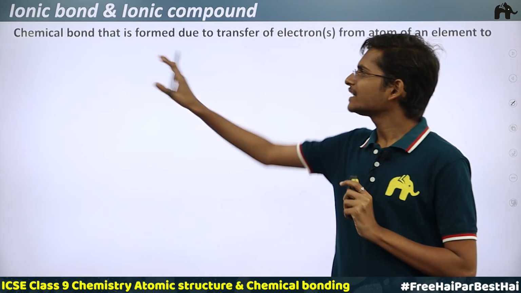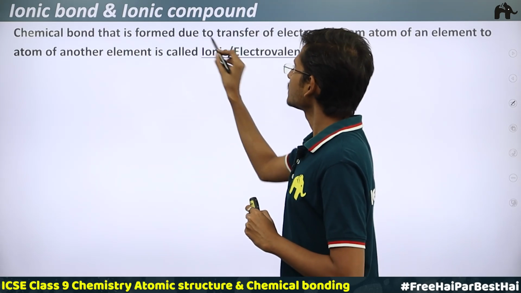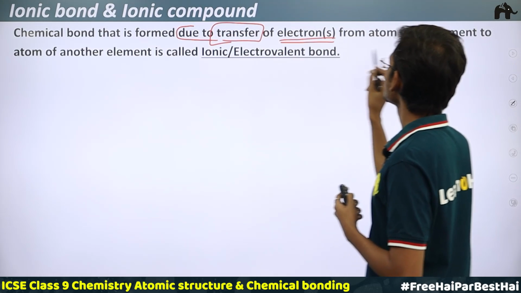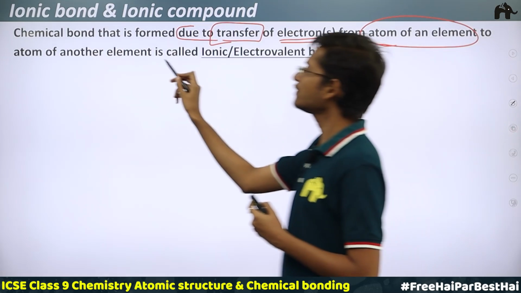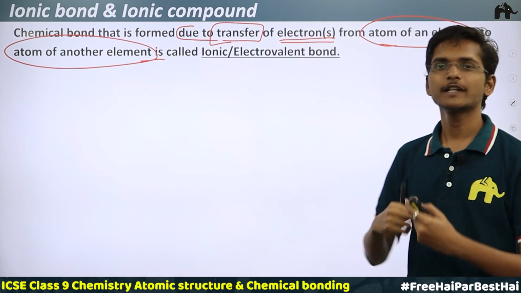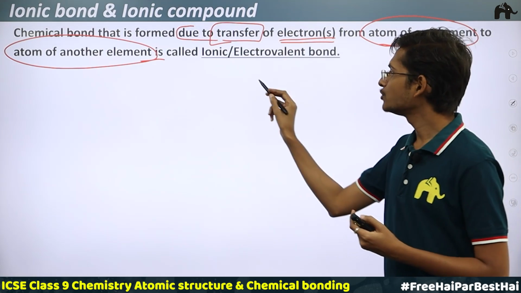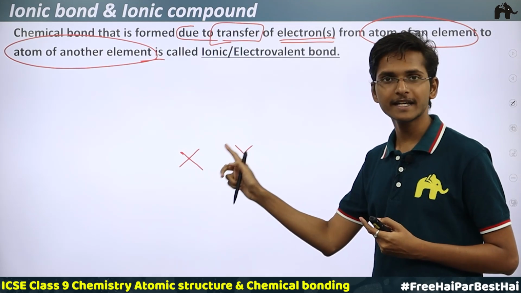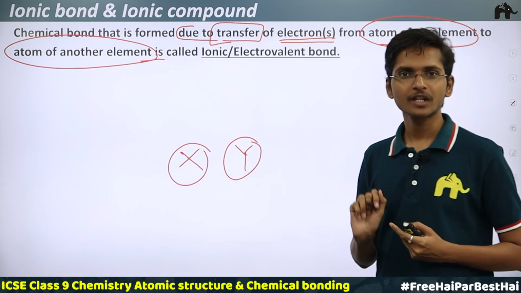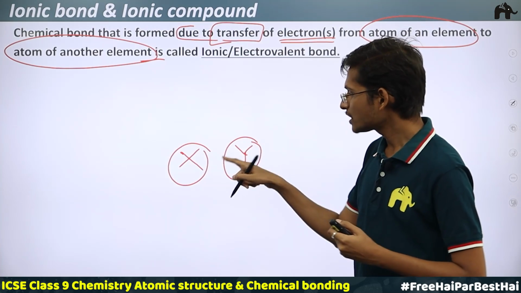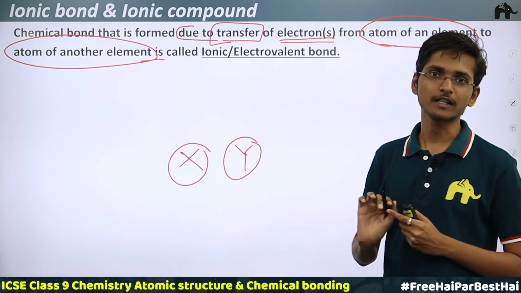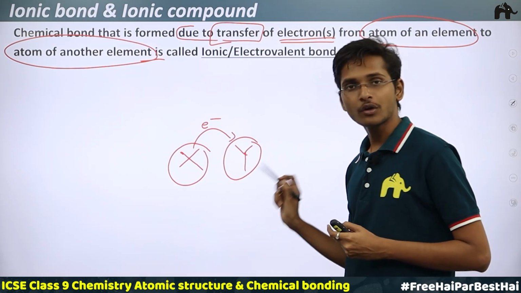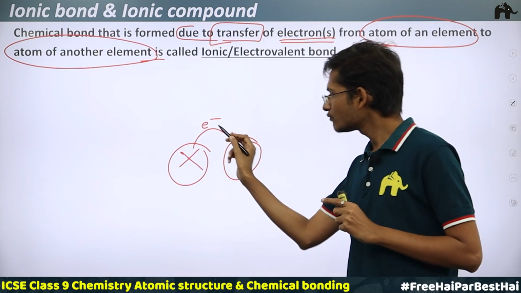Okay, very simple. It is a chemical bond which is formed, you need to understand this thing, due to transfer of electrons from the atom of an element to the atom of another element. Whenever a chemical bond is formed due to, suppose this is an element X, this is an element Y. This is the atom of element X. This is the atom of element Y. So whenever a chemical bond is formed due to transfer of electrons from the atom of one element to the atom of another element, suppose this X is giving up an electron, so it is losing the electron, and this Y is gaining that same electron. Y is gaining this electron.